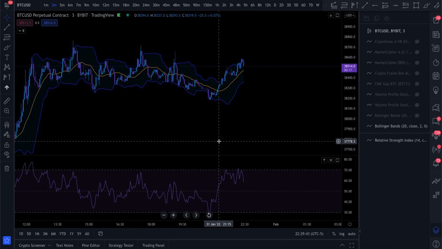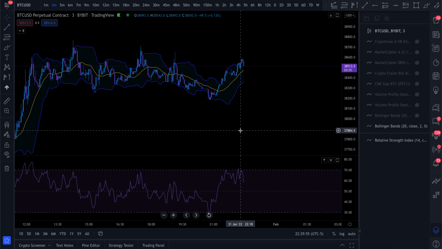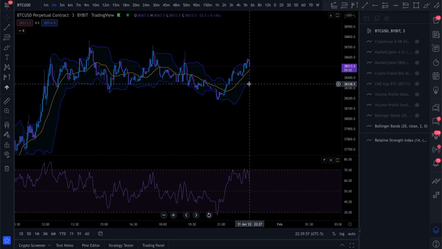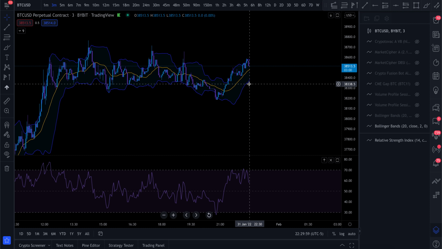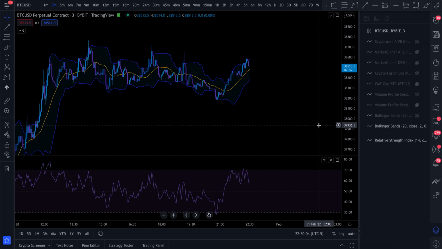Good risk management is defined as not risking more than 1 to 5% of your capital per trade. If we're scalping like this, I don't recommend actually risking more than 0.5% of your capital. And the way I recommend doing this is by trading leverage on a margin trading platform such as ByBit or PHEMEX.